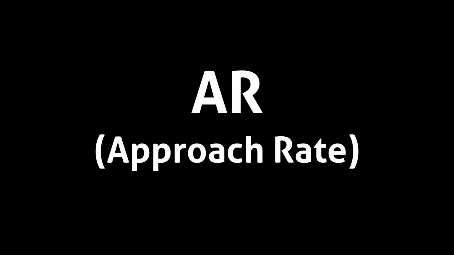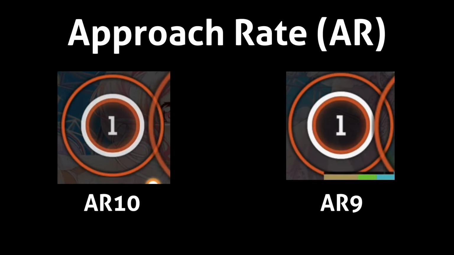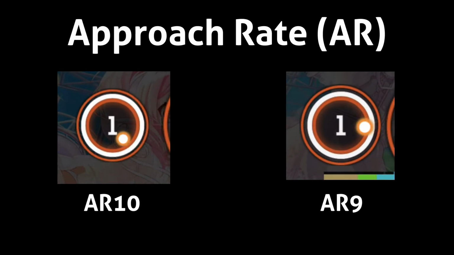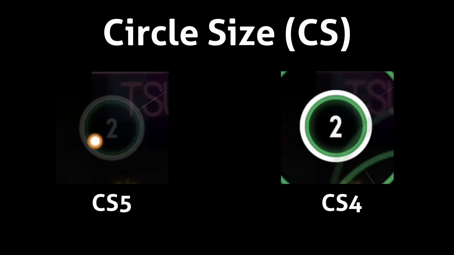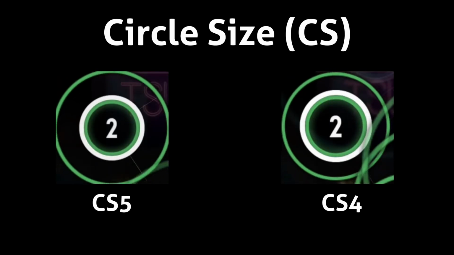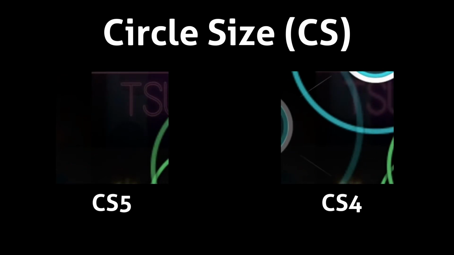AR, or approach rate. This stat determines how long a circle will stay on the screen. It also determines how fast the approach circle will close in on the hit circle. CS, or circle size. This determines the size of the circles. A higher number means a smaller circle.